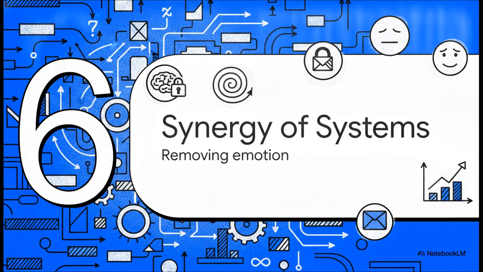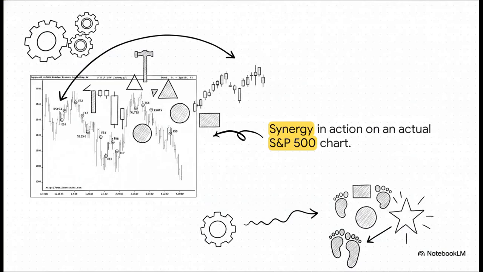Finally, we've made it to Section 6, the synergy of systems. Let's talk about removing emotion completely from your trades. This is the climax of this entire approach. Using just one of these tools is helpful, sure, but combining all of them into a single synergistic strategy is how you take emotion entirely out of the driver's seat.